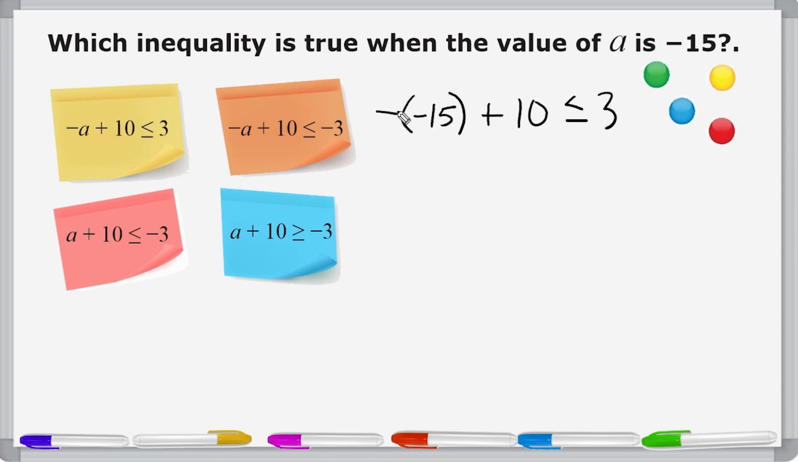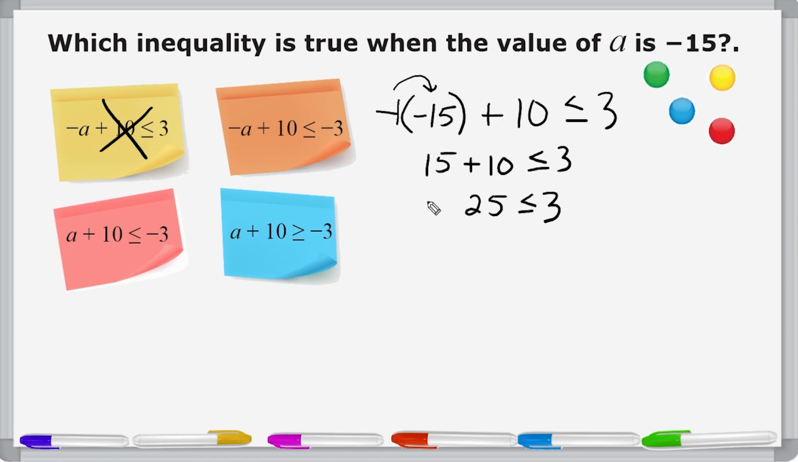So basically it's like we have a negative 1 on the outside of parentheses here, and we're distributing that negative 1 to negative 15, which is positive 15. And then we have to add 10 to that. And we've got to see if that total is less than or equal to 3. And the total of these two numbers is 25. And that clearly is not less than, nor is it equal to 3. So we would say that this is a bad choice right here. So we can go ahead and get rid of that as an option.